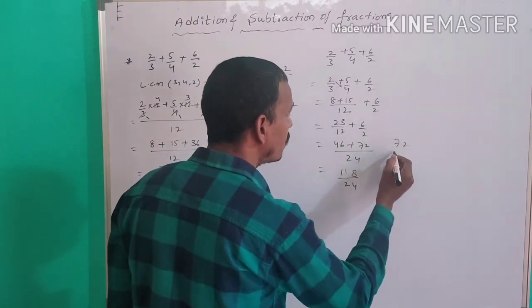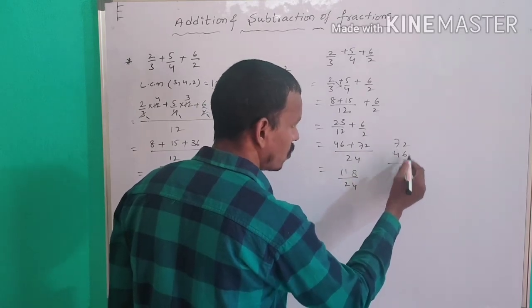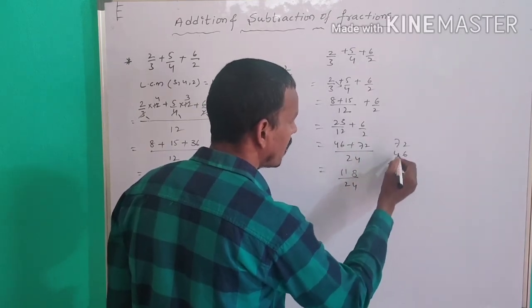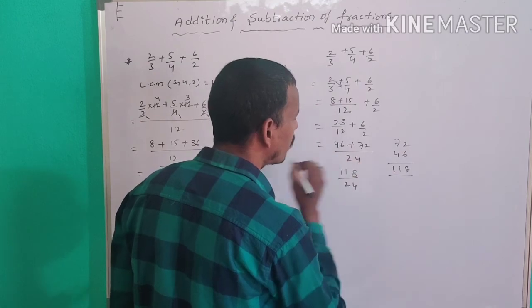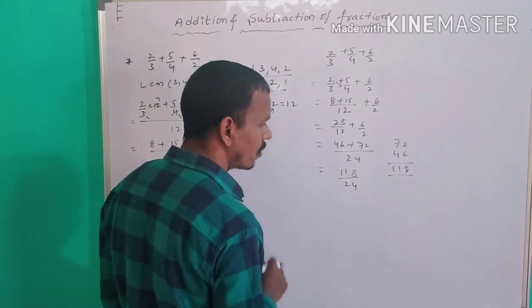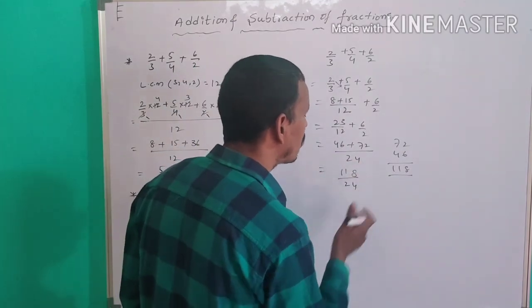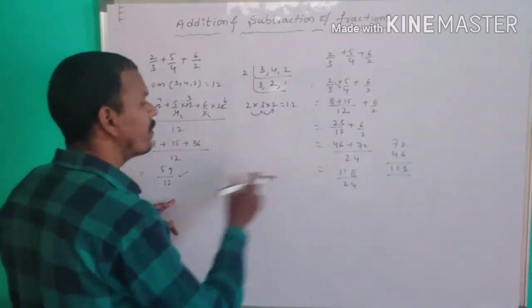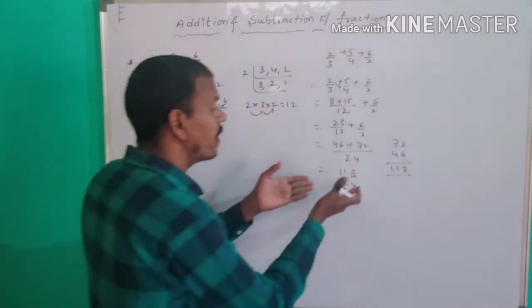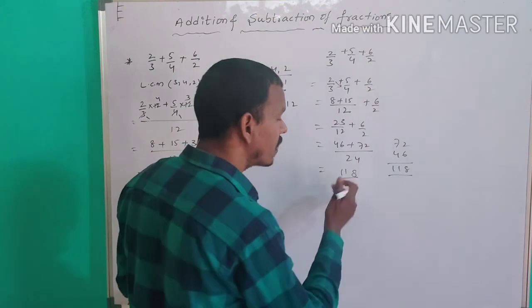So, is there any confusion? We can add these both. 2 plus 6, 8 and 7 plus 4, 11. We are getting 118. So, 118 by 24. Is there cancellation? We can do the cancel. But here, we are not getting the same answer. So, is there cancellation? That's why I can do the cancel.